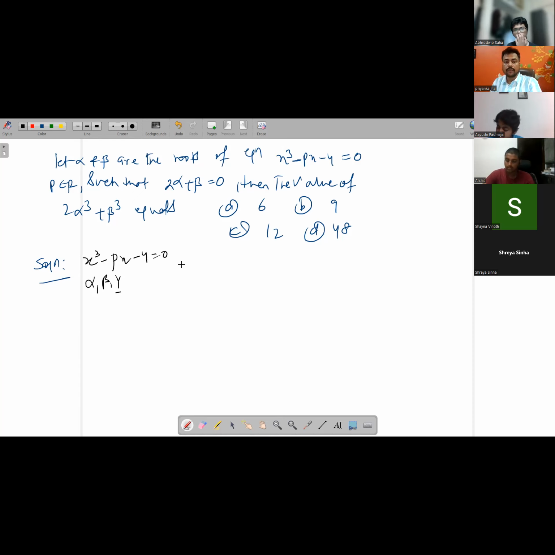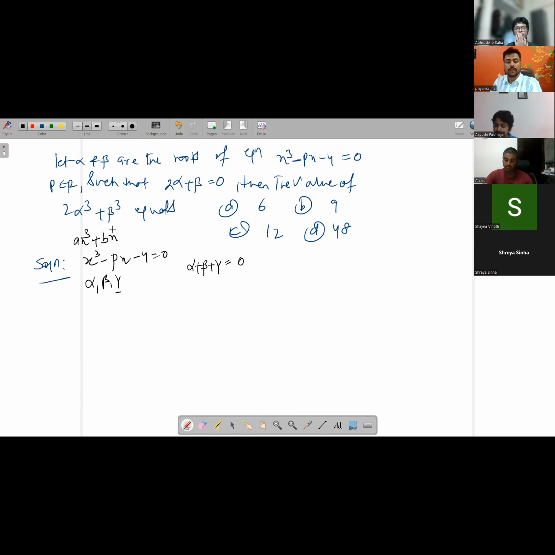Now we know that the sum of the roots, alpha plus beta plus gamma, can be written as minus b upon a. What is that b? That is the coefficient of x square. And there is no x square here. So the coefficient of x square is 0. So this is 0 upon a. A is 1. Understood? So first thing you do, compare this with the general equation of 3rd degree.